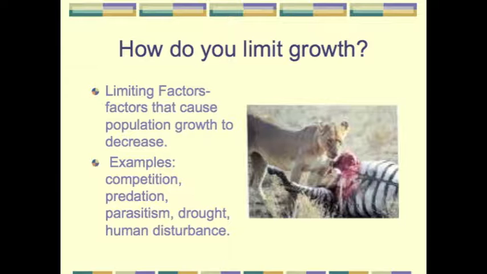How do you limit the growth of a population? A couple different factors. First of all, competition among species. Species will kill each other over certain things. Predation: predators control the prey population and the prey controls the predator. If there's nothing to eat, predators die. Parasitism and drought can also affect growth.